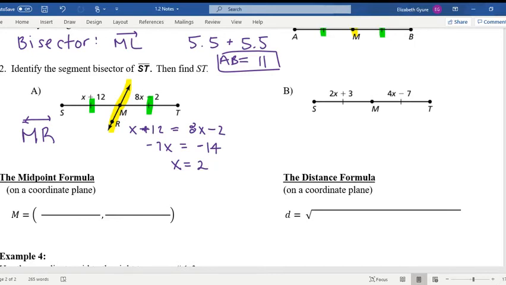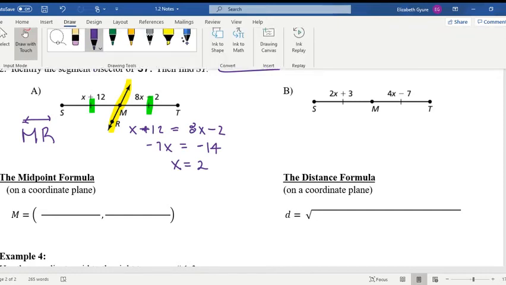But you're not done. It didn't say find x. It said find the measure of ST. Well, you have x. You have labels, so plug it in. So what we're going to do is plug 2 back into the little parts we were given, x plus 12 and 8x minus 2. And a really easy way to check this is make sure they end up being the same. If you get the one side's 10 and the other side's 7, then you did some math wrong and you need to go back and double check it.